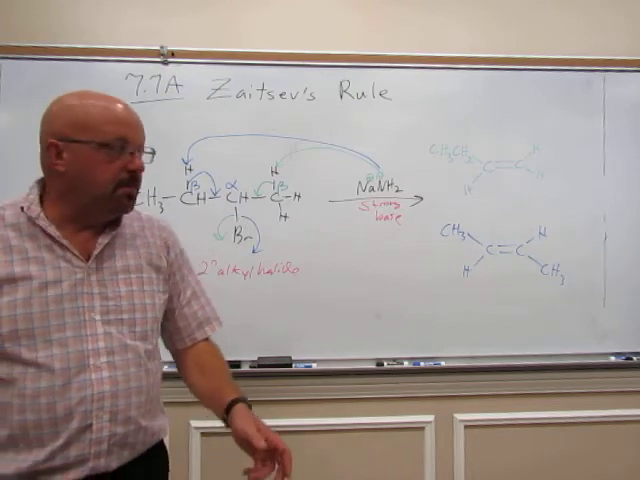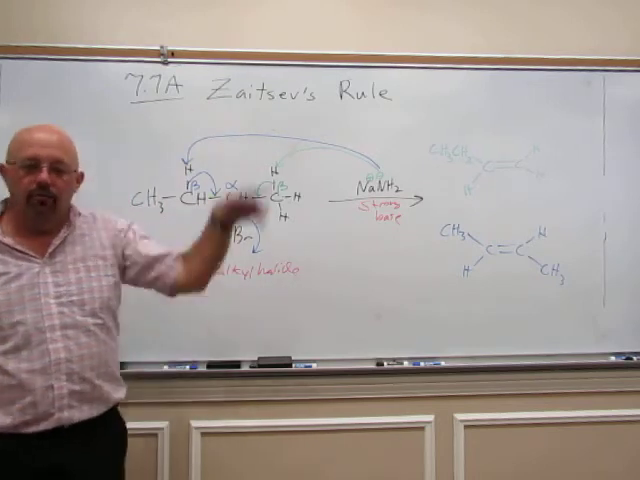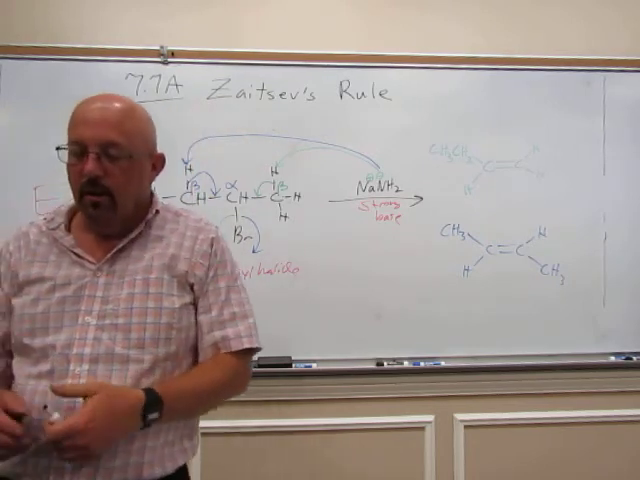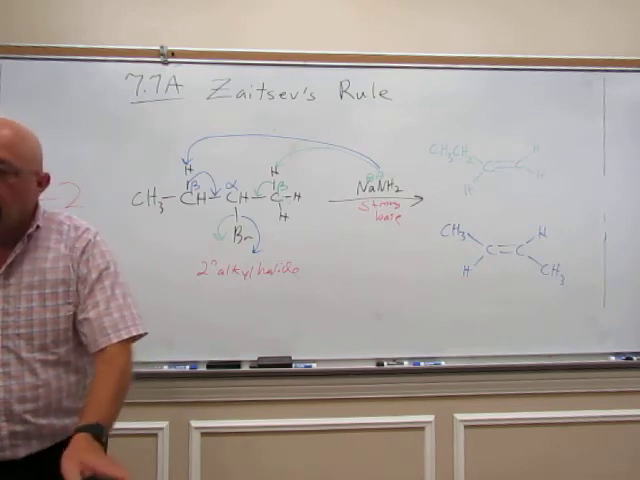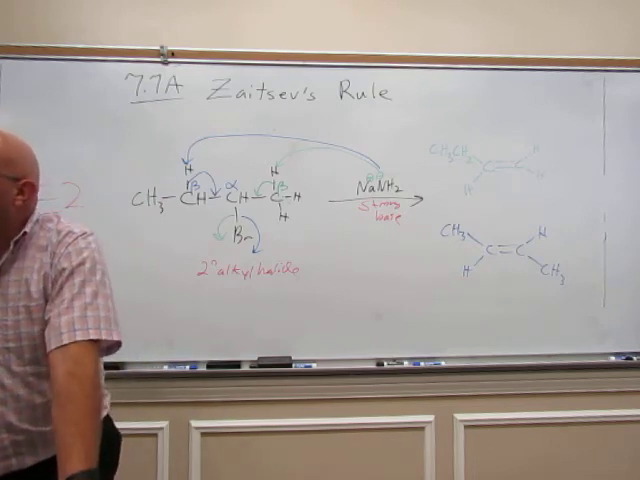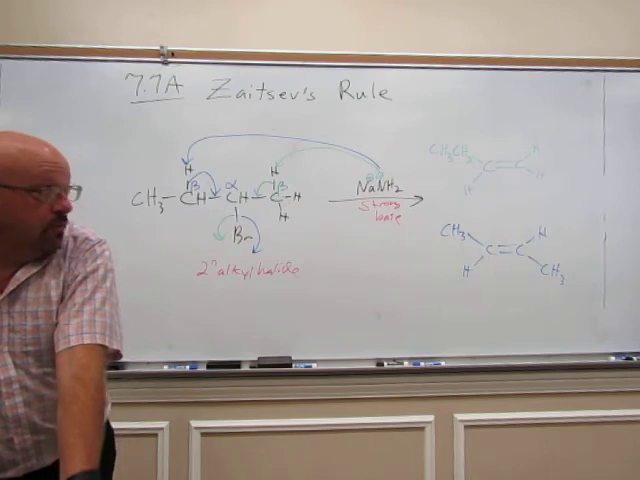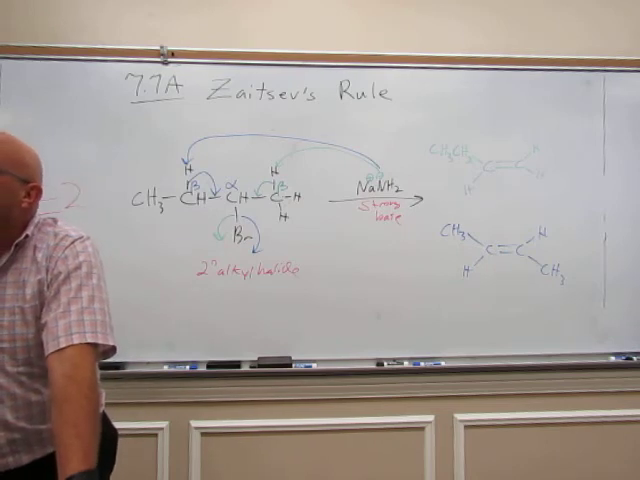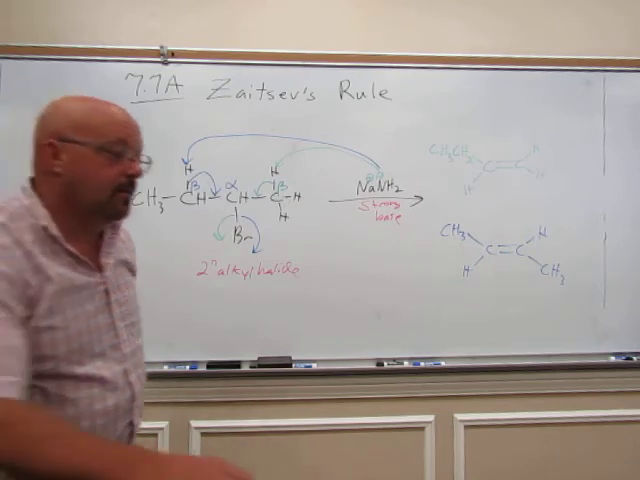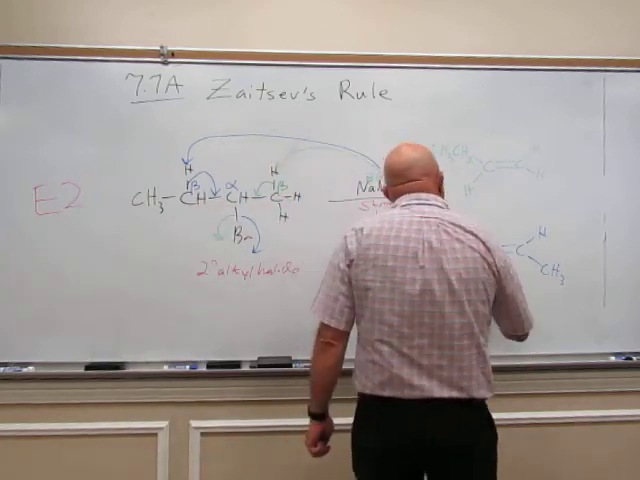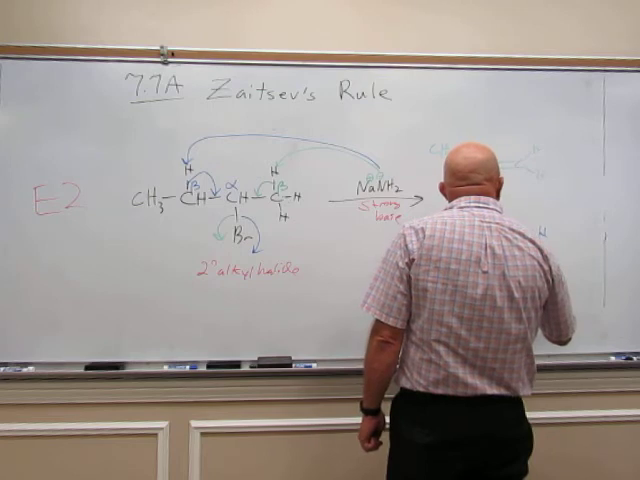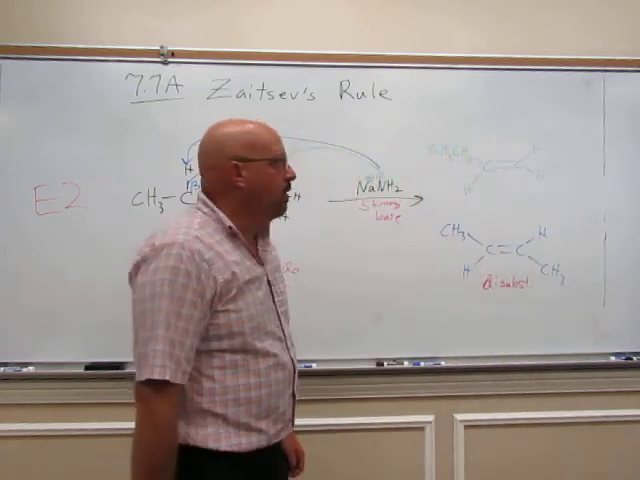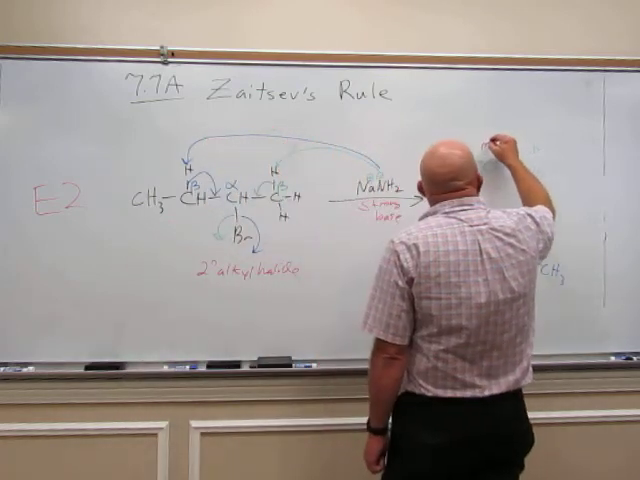Before I put up Zaitsev's Rule, we can use his rule and it'll tell us, but most reactions, you want to form the more stable product. Which of those two is more stable? The blue one. This one is a di-substituted alkene. We just went through the stability of these earlier. The green one up here is mono-substituted.